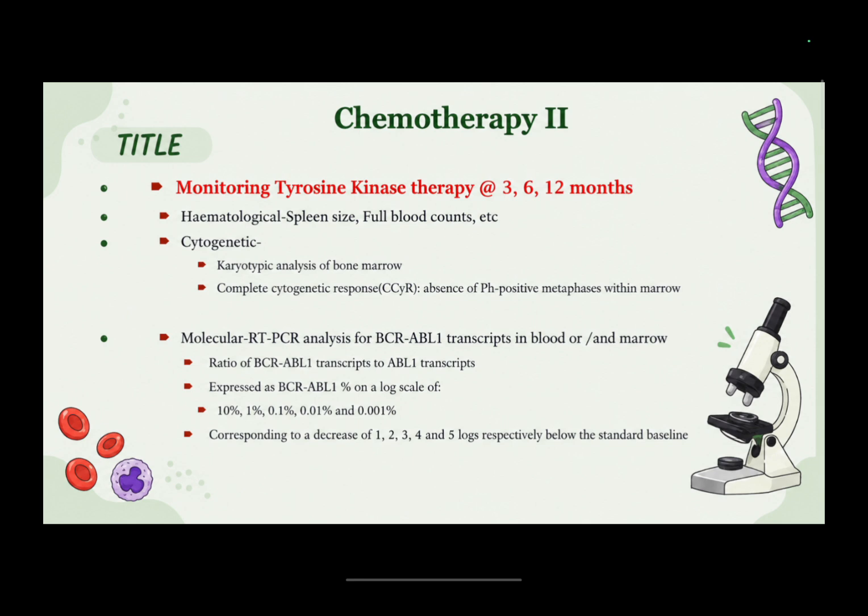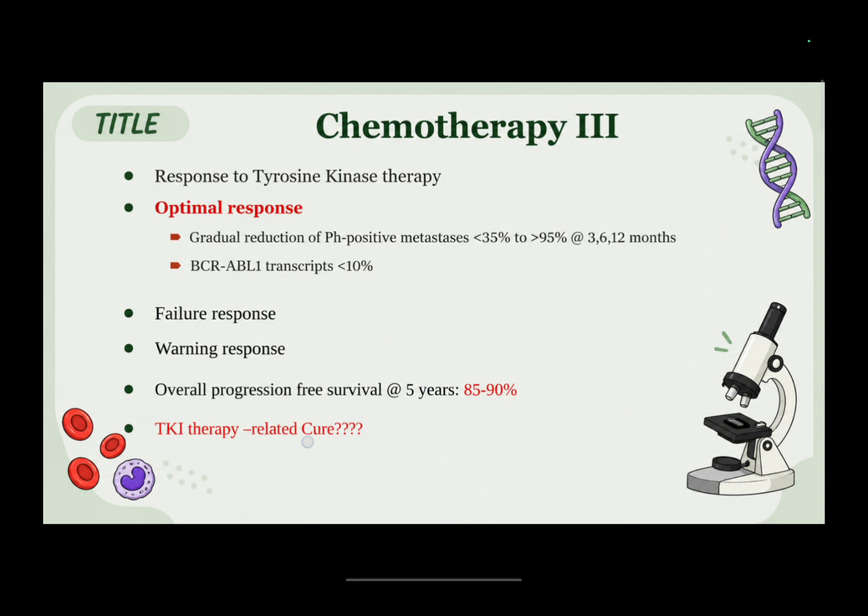Molecular monitoring uses RT-PCR to measure the ratio of BCR-ABL1 to normal ABL1 transcripts. We track log reductions to 10%, 1%, 0.1%, 0.01%, and 0.001%, corresponding to a decrease of 1 to 5 logs below baseline. A 3 log reduction, that is 0.1%, represents major molecular response. Based on these milestones, responses are categorized as optimal, warning, or failure, with the latter prompting mutation analysis and drug switch.